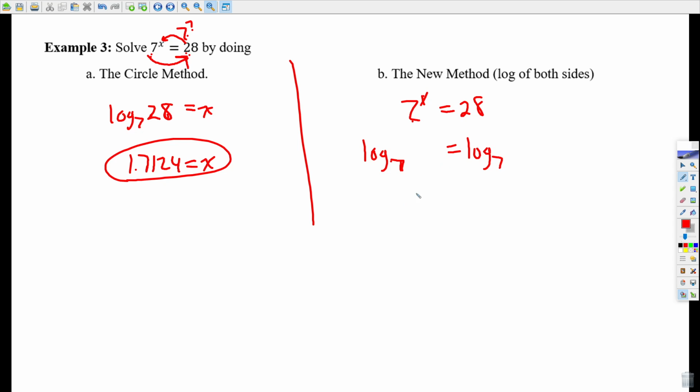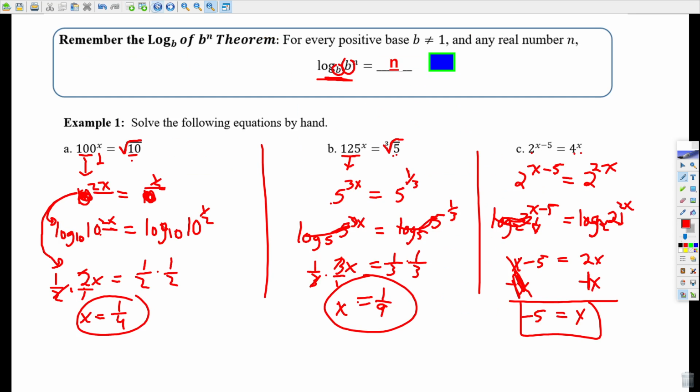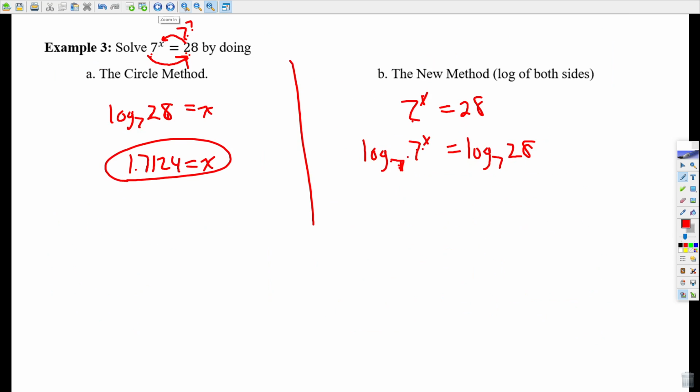Put the equal sign between them. And then just bring down the rest of it. So we have 7 to the x, and over here we have 28. So notice what happens on the left-hand side. They're both the same number. We got this multiple times in the last set of problems. When that happens, we start crossing stuff off. It's just the exponent. And what's our exponent here? It's x.